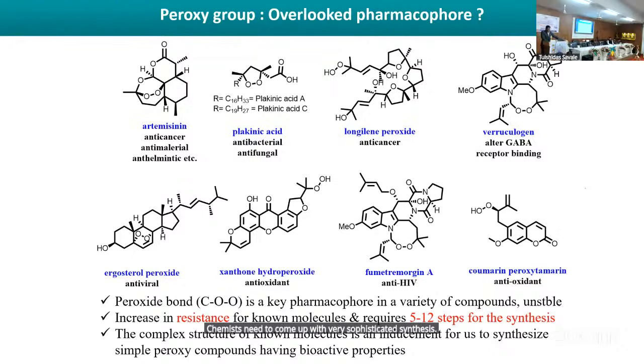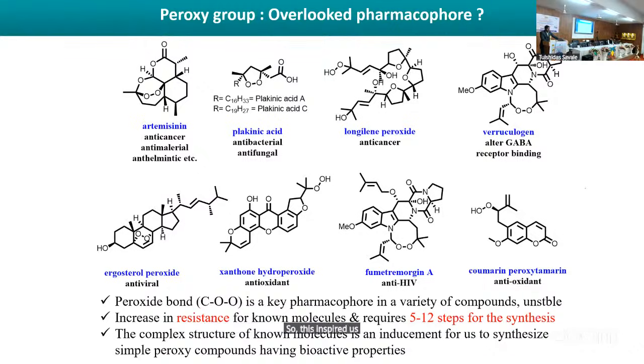And it takes almost 5 to 12 steps for the synthesis. So it makes our life difficult, for PhD students, postdocs or MSc students, to get this 12-step synthesis. So this inspired us.